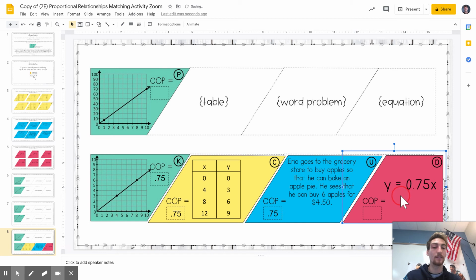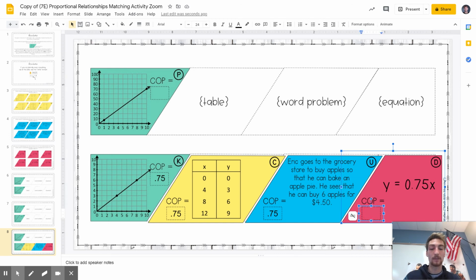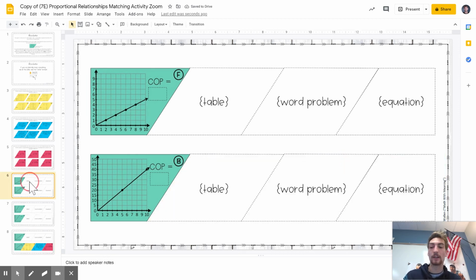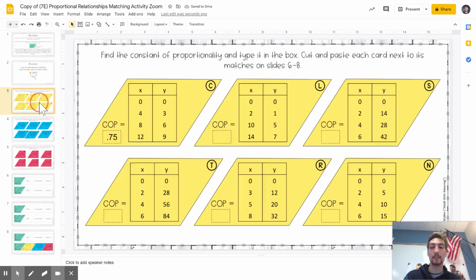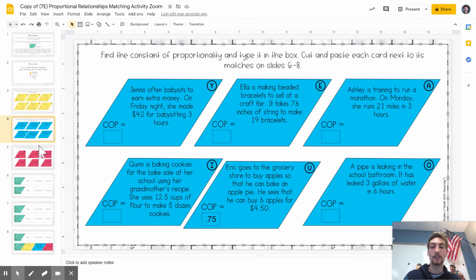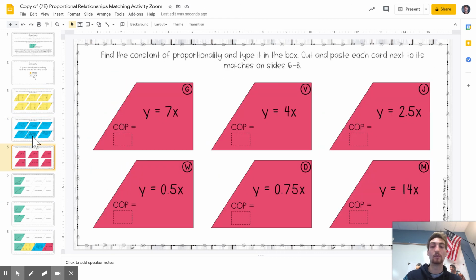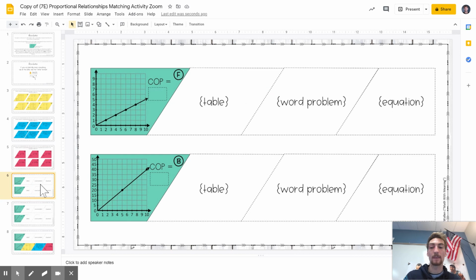And notice, if you read it backwards, it spells D-U-C-K, duck. So it's going to spell a word backwards if you're reading from right to left. So we're going to try to figure out what these other words are by matching the table with the equation and the word problems. All right?